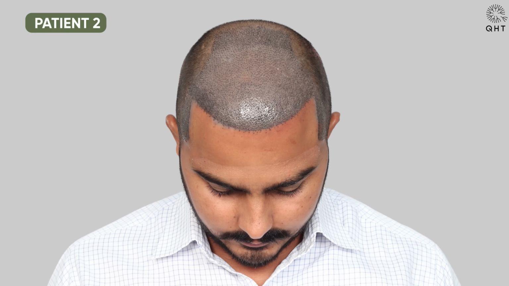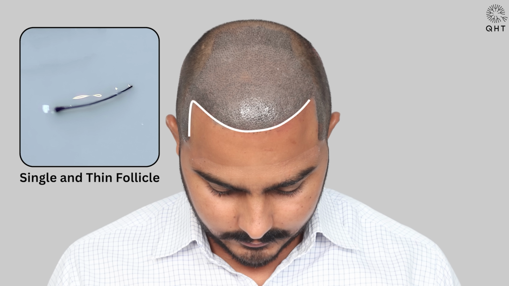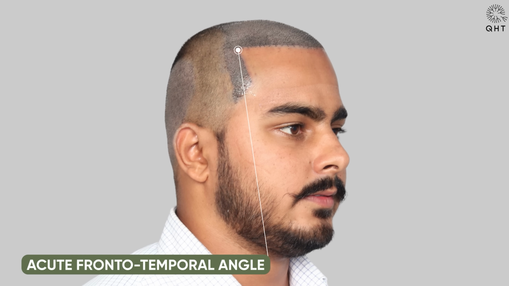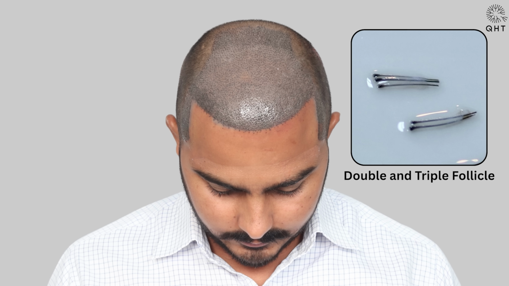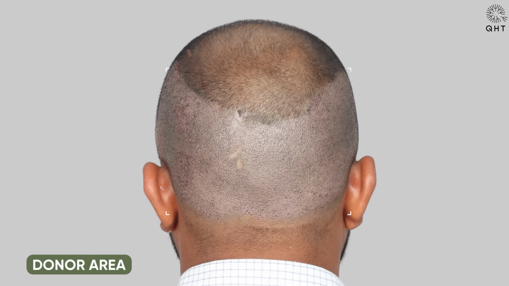For patient 2, the procedure followed a similar approach, with single, thin follicles being placed along the hairline. Additionally, with great precision, the temples were reshaped to achieve a well-balanced facial frame. For the overall frontal and mid-scalp areas, double and triple hair follicles were implanted to complete the desired look. The grafts were implanted in his case. All were extracted from a safe donor zone.